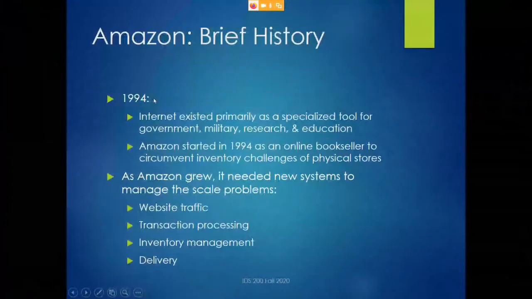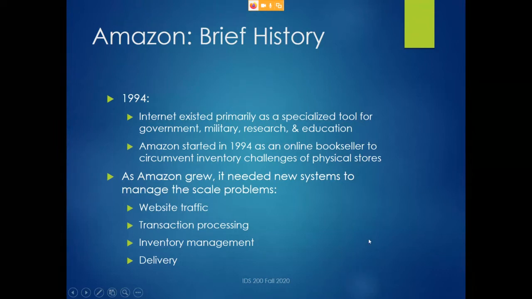Okay. So, as Amazon grew, though, it had to develop a lot of new systems to manage the scale problems, right? It starts getting bigger. As always, things that are simple on a small scale become very difficult to manage at a large scale. Simple stuff like website traffic, right? Websites in 1994 were not built to handle the kind of website traffic that you see now.